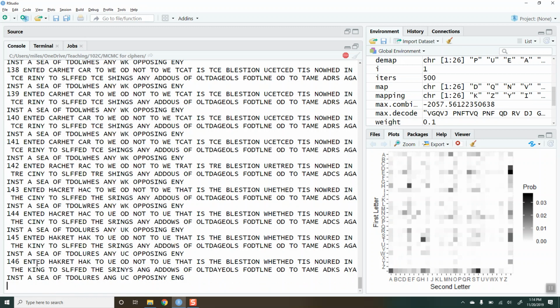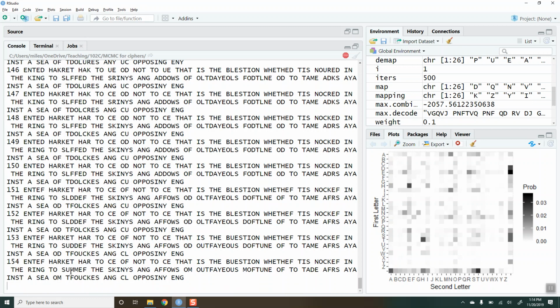We got the H. We got "ented hackrit." "Hack to see," oh, we lost the... well, we never had the B there. "To see, odd, not to see. That is the blestion, wethef tis knocketh in the ring to some of the skinnies and the affos." It's kind of funny, right? We got the R. We got the R. This is like the most excitement we've had all quarter.